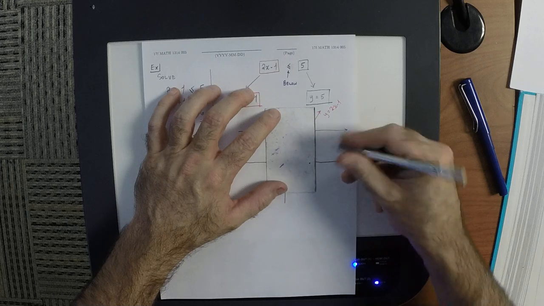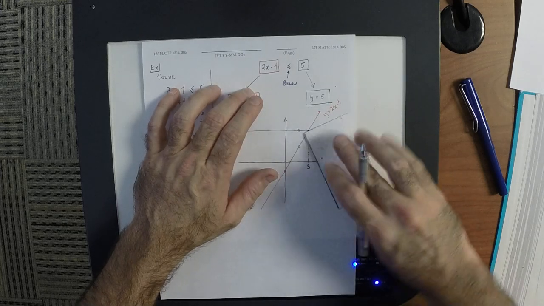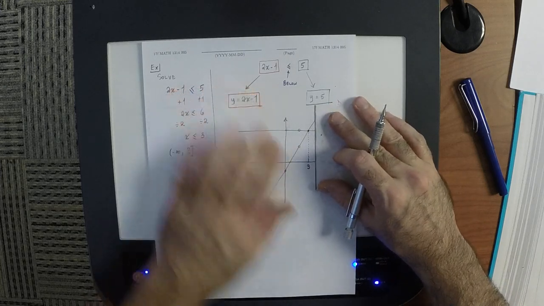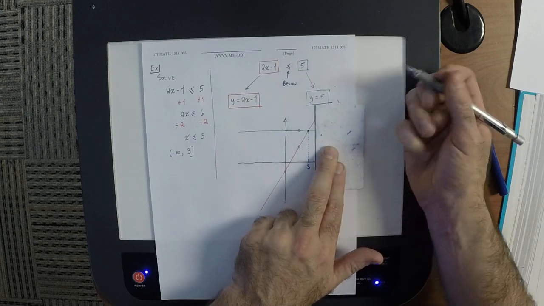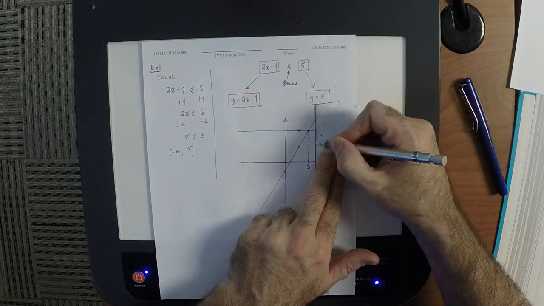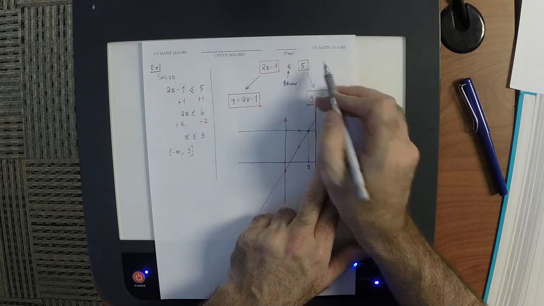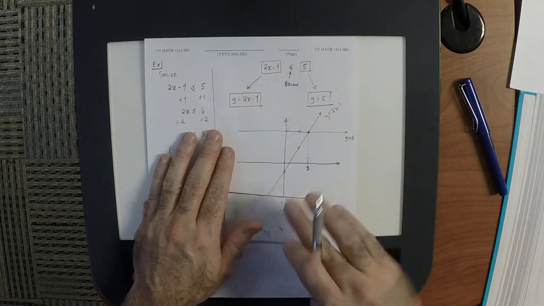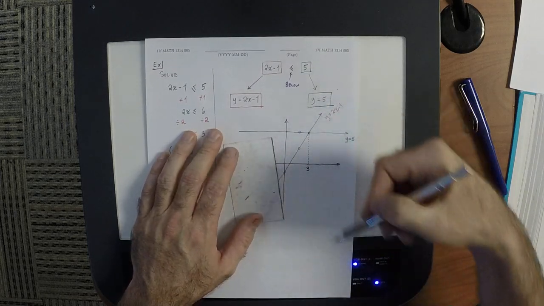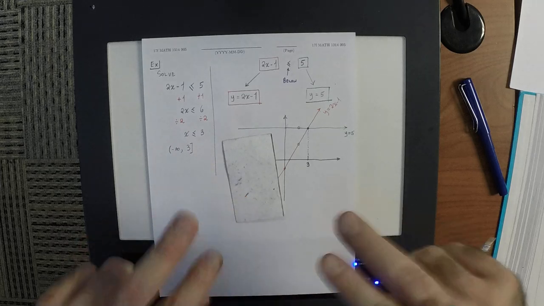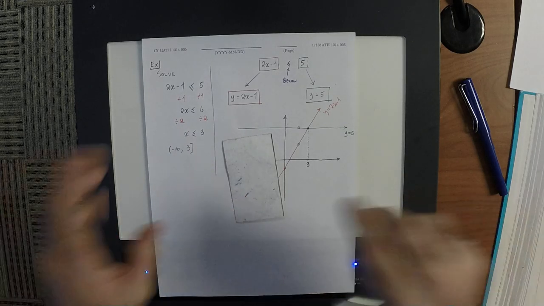Similarly, how about over here at some value to the right of 3? Which one is below and which one's above? Green is below and red is above. Is that what we wanted? No, we wanted red below green. So do you observe that it's where they cross that the situation between them changes?